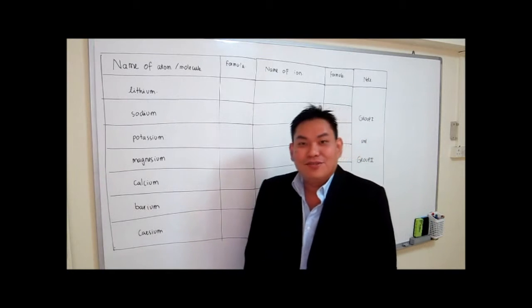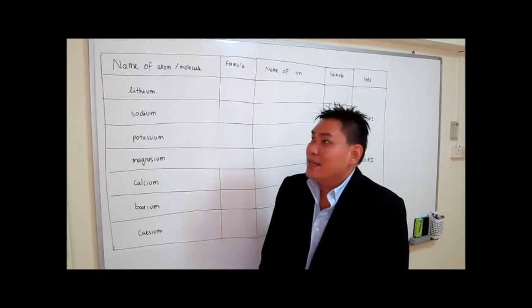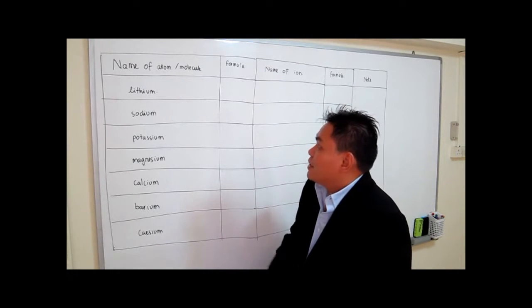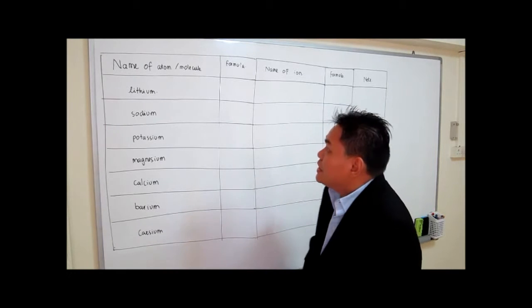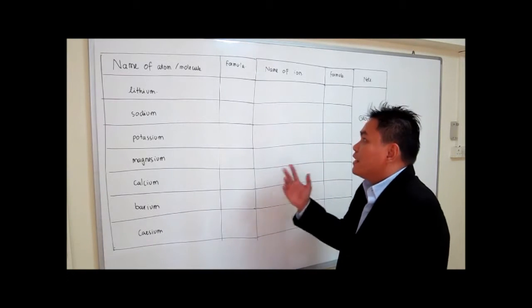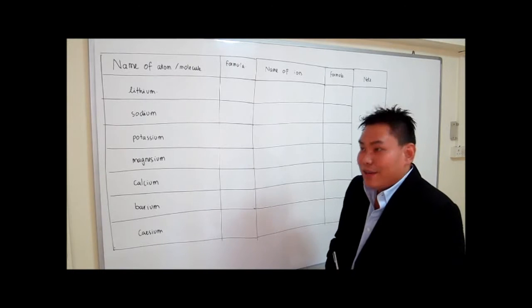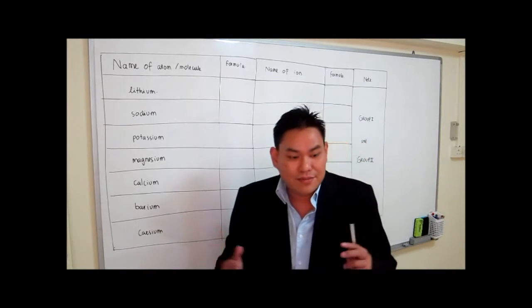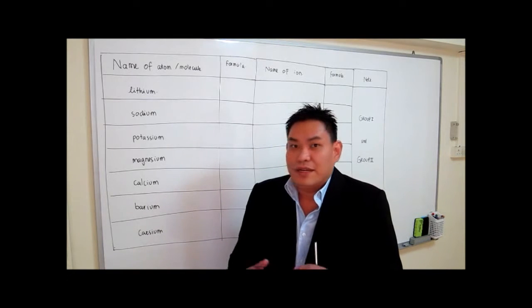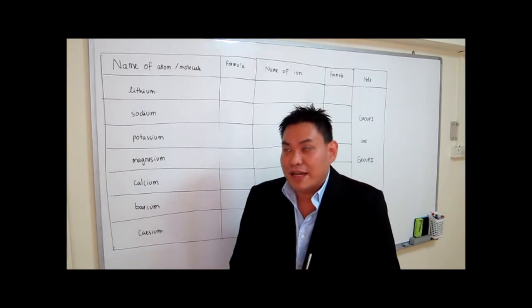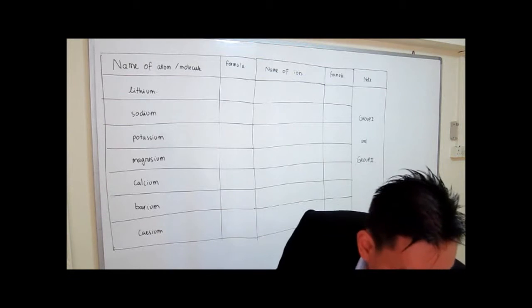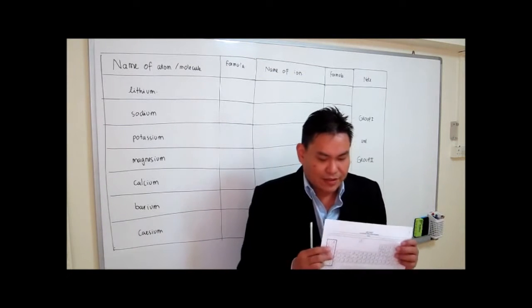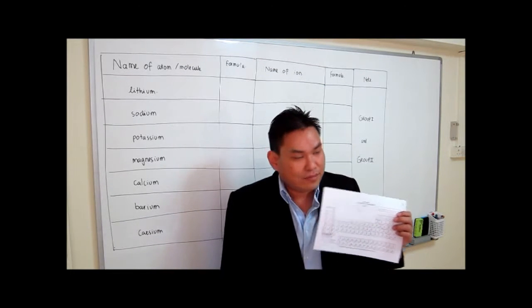Today is the 4th of June 2012 and the topic I'd like to cover today for our A level chemistry is about how to give name to ions. So in this lesson we are going to learn how to give name to ions, and some of the ions are easy to give name to.